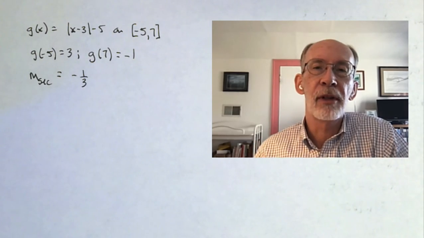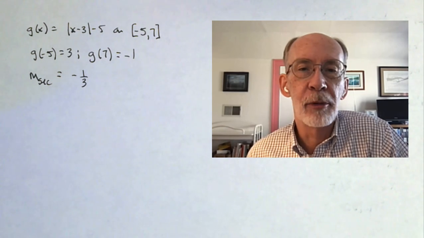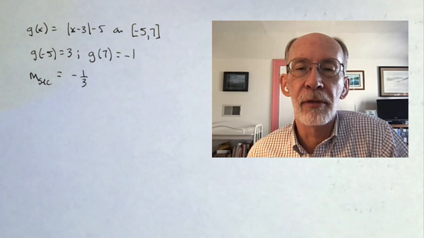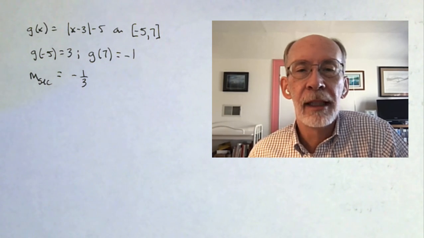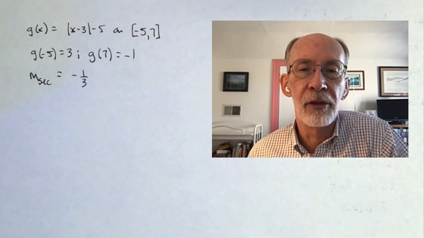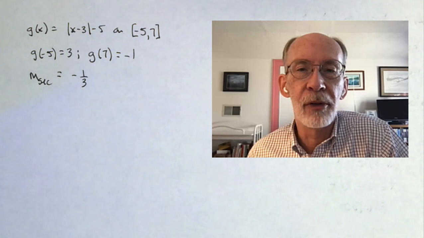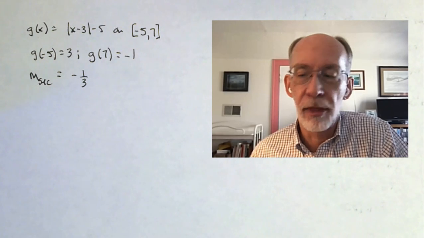As we did with the first example, let's take a look at the algebra of this one. So we have our absolute value function that has been shifted 3 to the right and 5 down on the closed interval -5, 7. You plug in the -5 and the 7, and you get the relevant function values, the y-coordinates of the endpoints of the secant segment. And if you do a little algebra 1, you find that the slope of that secant segment is -1/3.